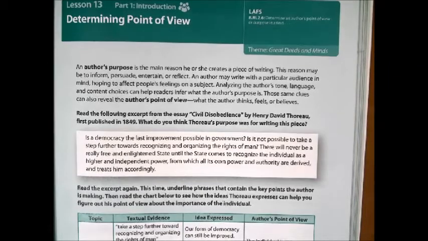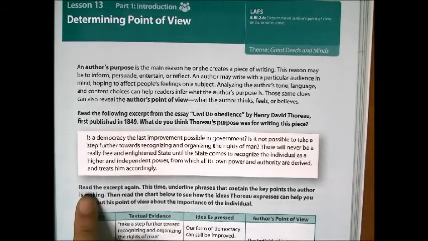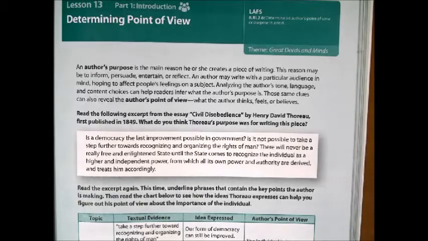So let's look at the bold text. It says, read the excerpt again. This time underline phrases that contain the key points the author is making. Then read the chart below and see how the ideas Thoreau expressed can help you figure out the point of view about the importance of the individual.